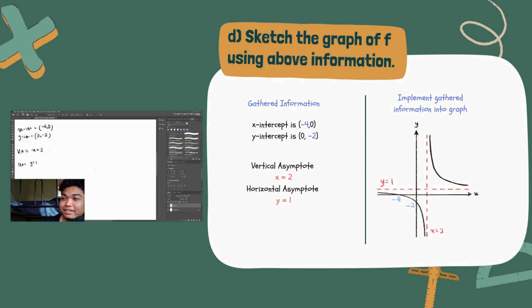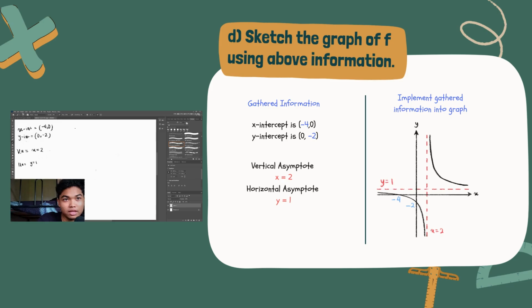Okay, Assalamualaikum. My name is MAT183. Today I'm going to explain how to sketch a graph of a rational function, in this case, the function we have been analyzing. So we have our gathered information: the x-intercept is negative 4, and the y-intercept is negative 4 over 2, while the vertical asymptote is x equal to 2, and the horizontal asymptote is y equal to 1.